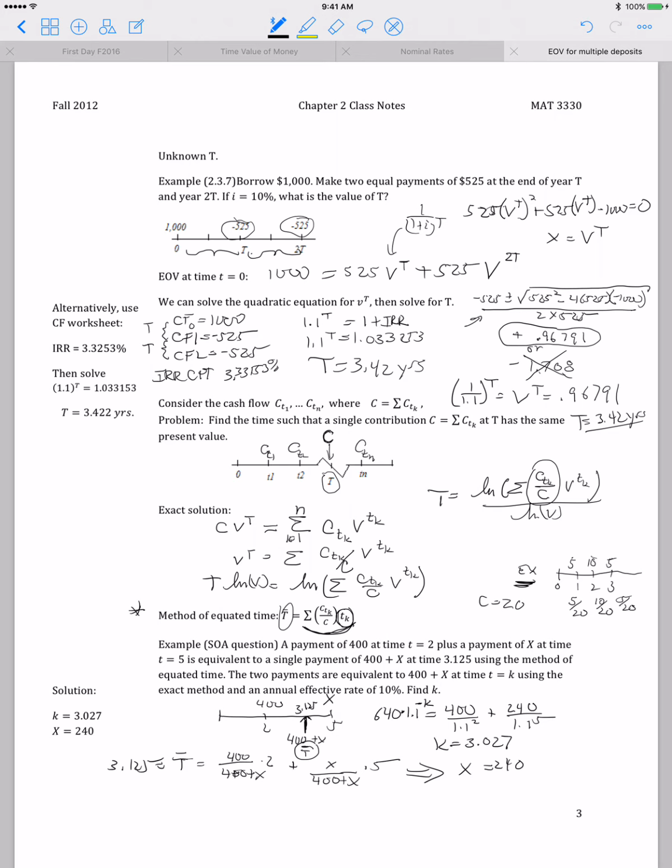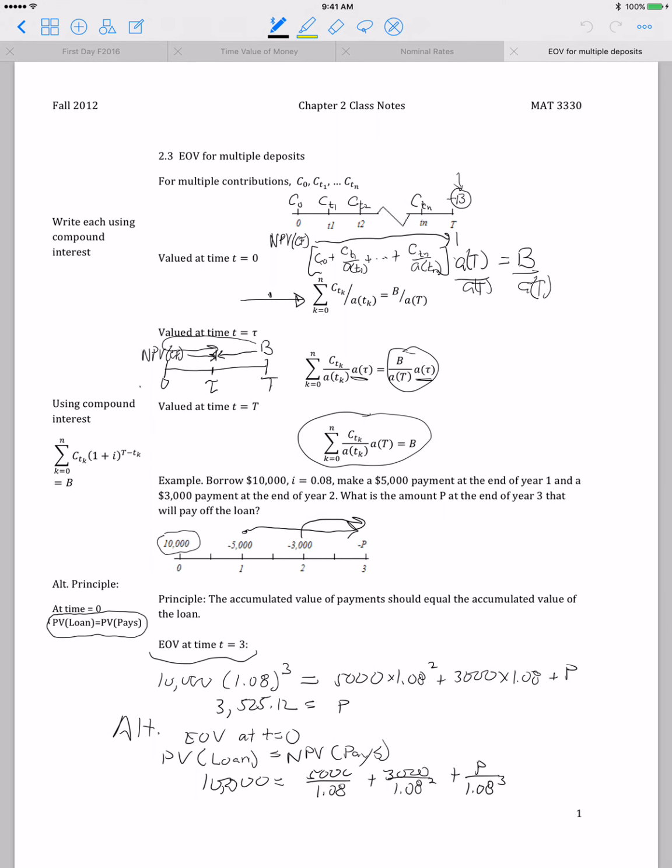So this is a typical SOA question using the exact method and the method of equated time in the same problem, just to see if you know both of those methods. Of course, you have to be able to write down the equations of value, and from those equations of value find an unknown. Okay, so let me review quickly what we've done. It's been a rather long pencast.